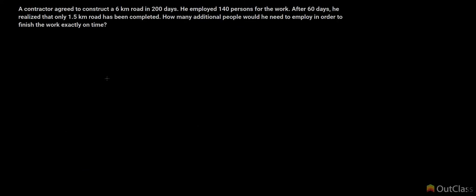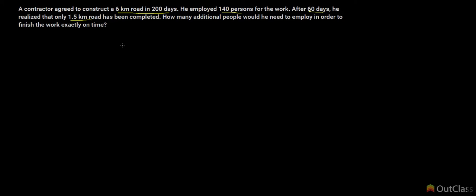A contractor agreed to construct 6 kilometers in 200 days and he had 140 people assigned to it. After 60 days, only 1.5 kilometer had been done. How many additional people would he employ at this point to finish on schedule? Now, to do this efficiently, you have to use direct and inverse proportion properly. There are a lot of things that you could calculate here that you don't need to calculate. So, an efficient approach would look like this.